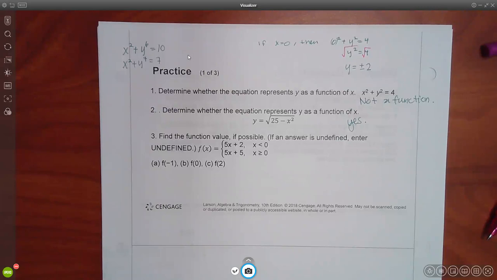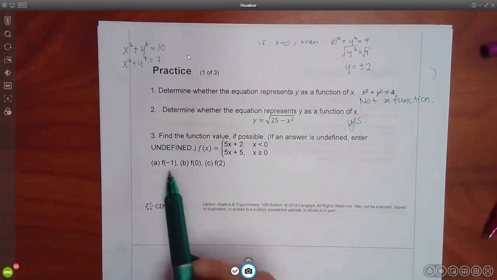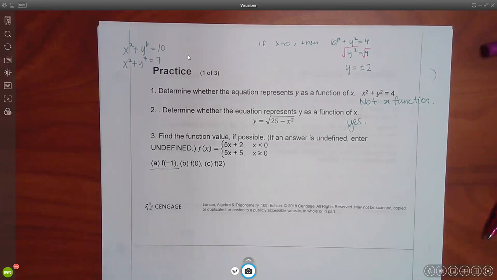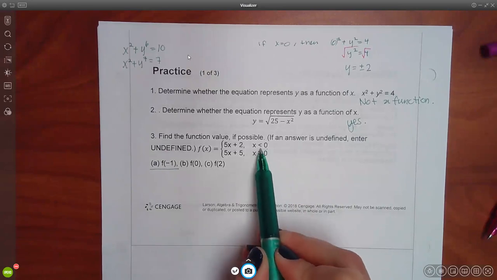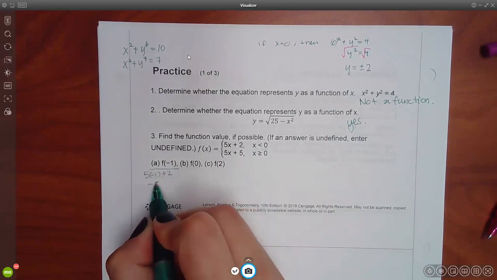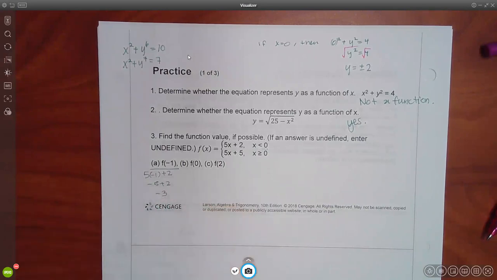So here it says find the function value if possible. So here it tells me for part A, find f of -1. Which equation would I plug -1 into, the top or the bottom? The top, because -1 is less than 0, right? So you figure out where it lives first, then use the function. So this would be 5 times -1 plus 2. So this function value would be -3. What about b? Which function would I be using, the top function or the bottom function?